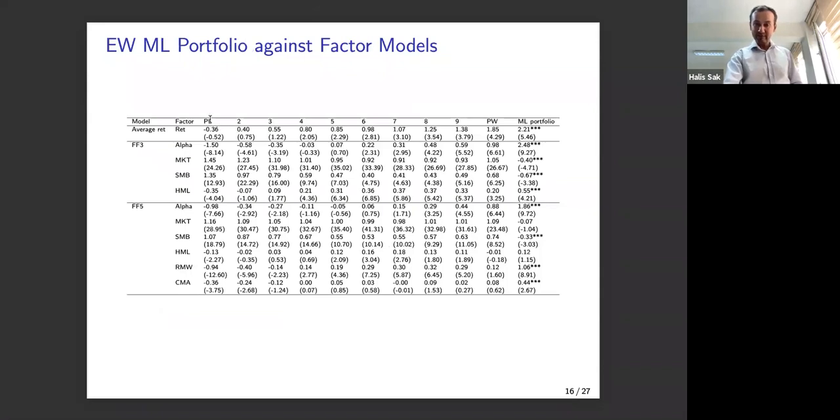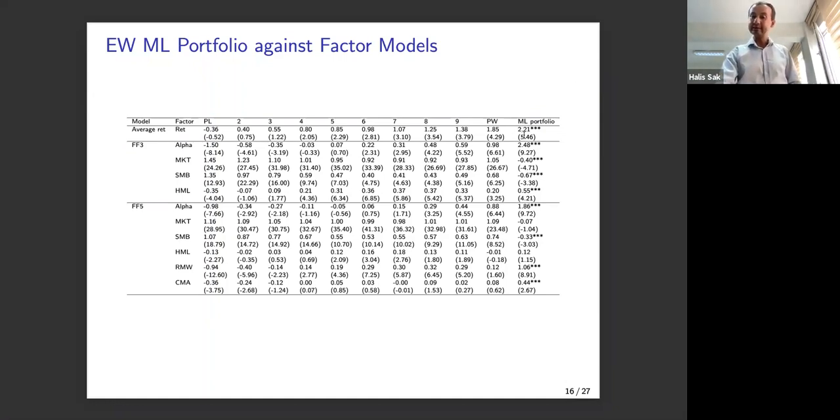Here, as you see, we have the bottom percentile, which is the predictive loser. This is the average return that we get. And as you see, when we move to predictive winner, the expected return is increasing. There is a monotonic increase that we observe.